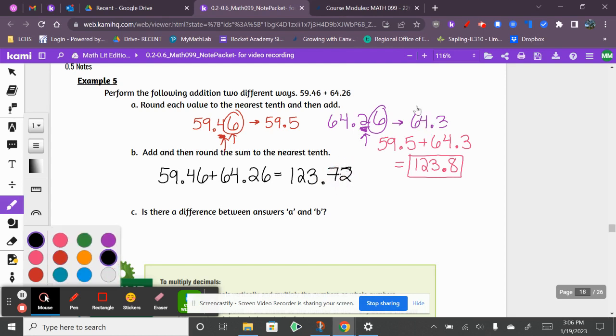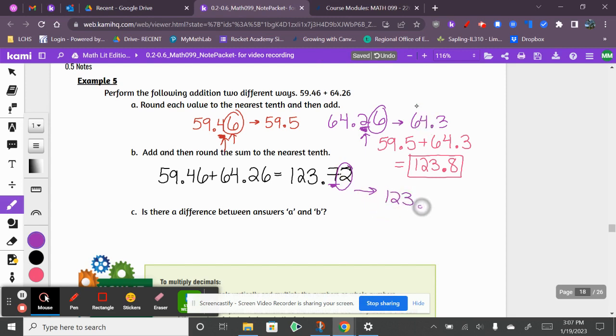Now that it's done with adding, now we're going to round to the nearest tenth. So it will stay a 7, so we get 123.7 because a 2 follows, so it does not round up. All right, and it asks if there is a difference between answers A and B. It changed by just 0.1. That was the only difference. Yes, by 0.1.